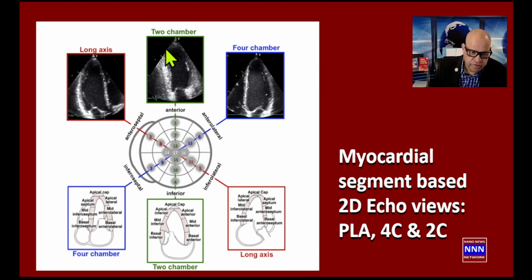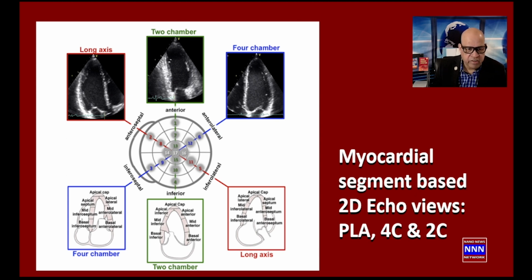When you go to the 2-chamber view, which goes straight anteriorly through the anterior and inferior wall, you're looking at the anterior wall here, apical, mid, and basal anterior wall, and of course the apex, which is segment 17. Then we have the inferior wall, which is depicted here. With this basic concept, we should be able to identify the location of the wall motion abnormality and the corresponding coronary artery that may be involved in this wall motion abnormality.